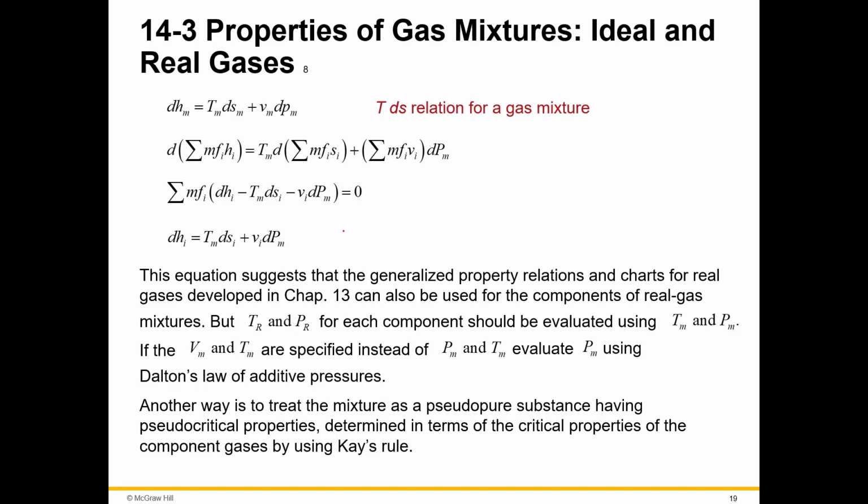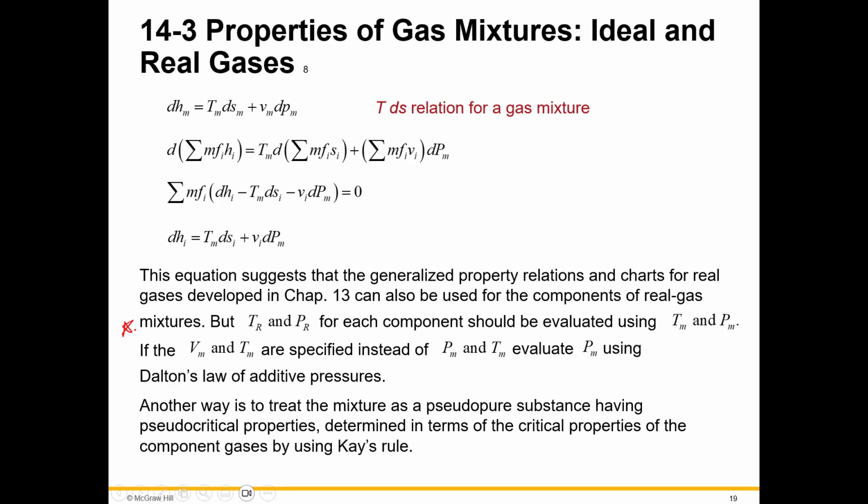This equation suggests that the generalized property relations and charts for real gases that were developed in chapter 13 can be used for components of the real gas mixtures. So it's just saying that, hey, these generalized property relations and charts for real gases, we can use these for the components. But Tr and Pr for each component should be evaluated using Tm and Pm. Okay? If the Vm and Tm are specified instead of Pm and Tm, evaluate Pm using Dalton's law of additive pressure. So this is telling you, hey, if Vm and Tm are specified instead of Pm and Tm, evaluate your pressure using Dalton's law of additive pressure.